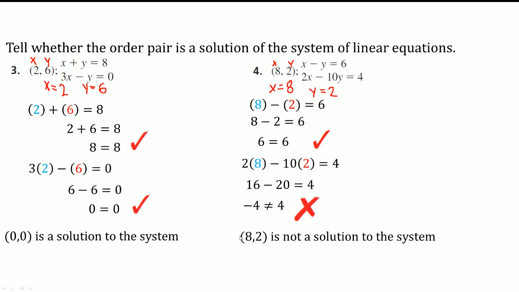Therefore, we would say (8, 2) is not a solution to the system because it did not work for the second equation. Remember, for it to be a valid solution to the system, it has to satisfy all the equations in the system. In this case, it did not satisfy the second one.